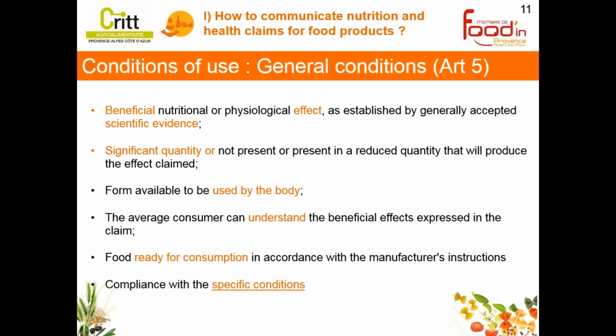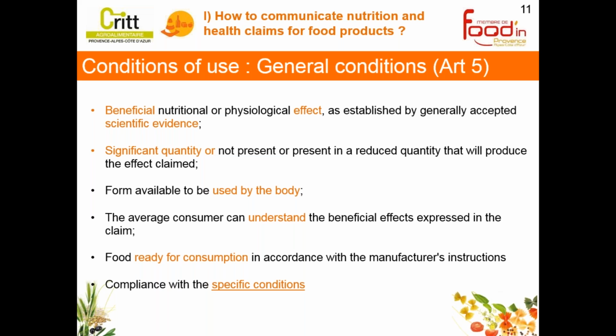We are going to look at the other conditions of use of nutrition and health claims. First, the presence, absence, or reduced content in a food or category of food of a nutrient or the substance in respect of which the claim is made has been shown to have a beneficial nutritional or physiological effect, as established by generally accepted scientific evidence. Second, the nutrient or other substance for which the claim is made is contained in the final product in a significant quantity. This quantity was defined in legislation or in a quantity that will produce the effect claimed. The nutrient or other substance for which the claim is made could also be not present or present in a reduced quantity that will produce the effect claimed.